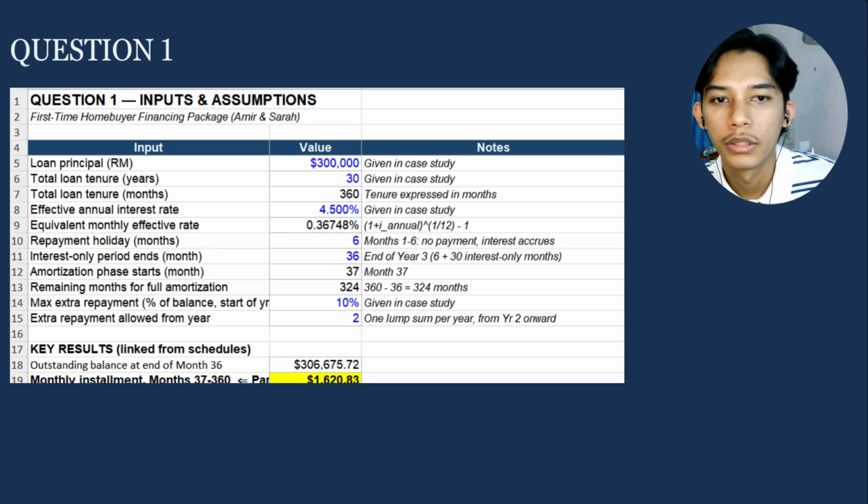I want to flag one design decision. I calculated the month 36 balance directly with that closed-form formula rather than pulling it from the amortization schedule itself. That's because the schedule needs the installment amount to compute interest. So pulling the balance from the schedule and then using it to compute the installment would have created a circular reference in Excel. Calculating it independently keeps the logic clean.